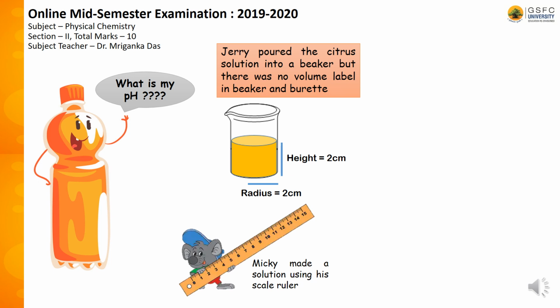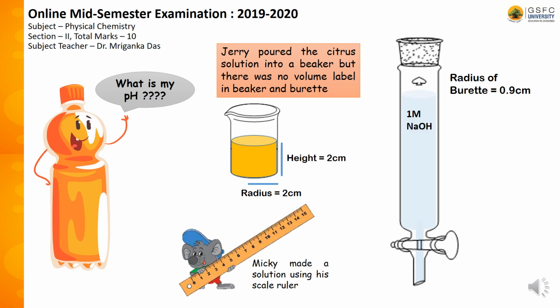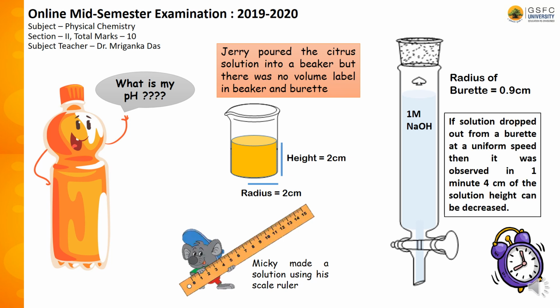Then he came to a solution by using Mickey's ruler. By this ruler he measured that the height of the citrus solution in the beaker is 2 cm and the radius of that beaker is 2 cm. Also he measured the radius of the burette as 0.9 cm. And there he poured 1 molar NaOH solution in that burette.